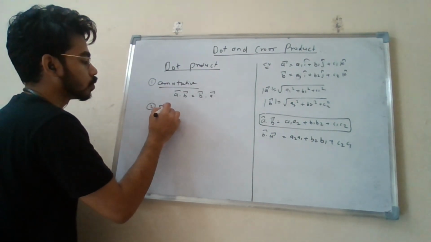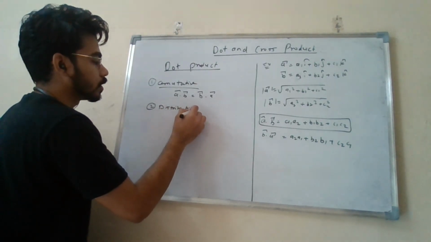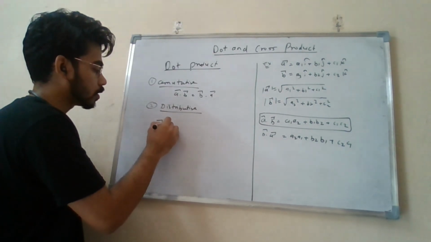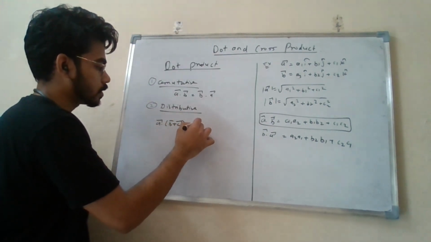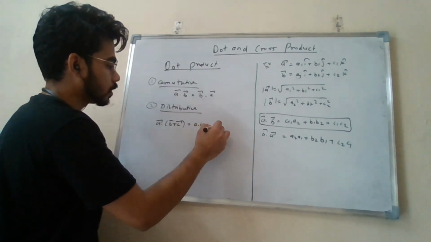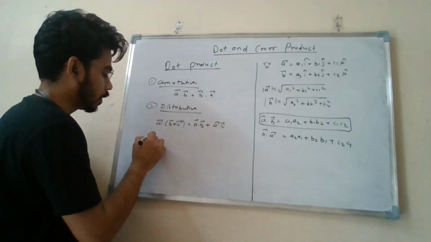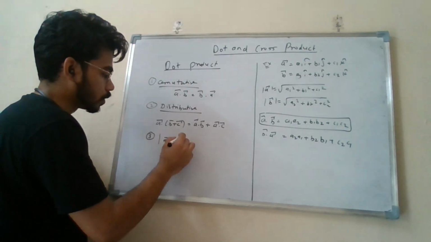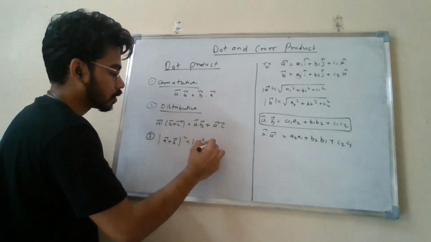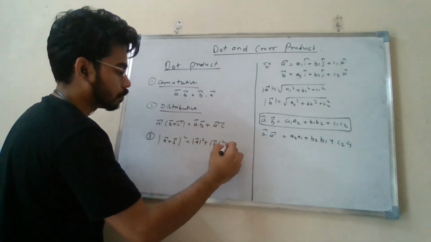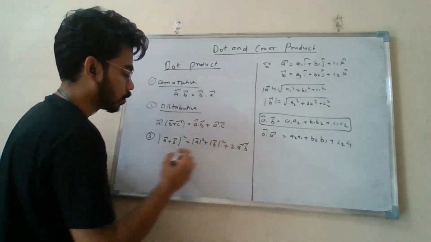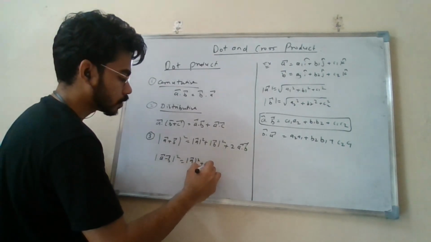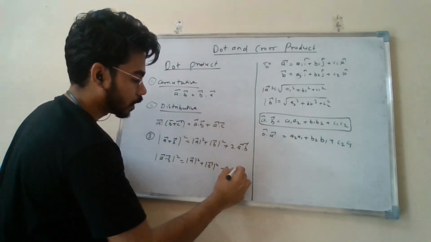Second, it satisfies the distributive property, meaning A dot (B plus C) can be written as A dot B plus A dot C. My third property is that mod of (A plus B) square can be written as mod of A square plus mod of B square plus 2 A dot B. And mod of (A minus B) square can be written as mod of A square plus mod of B square minus 2 A dot B.